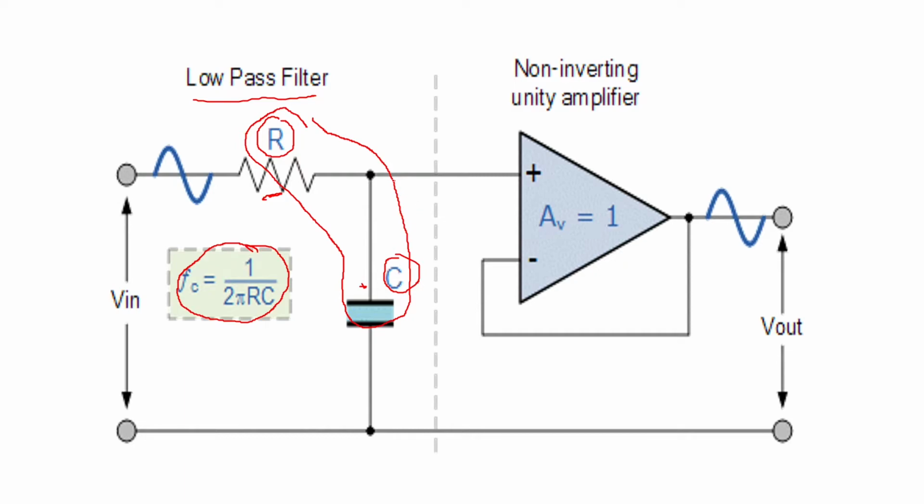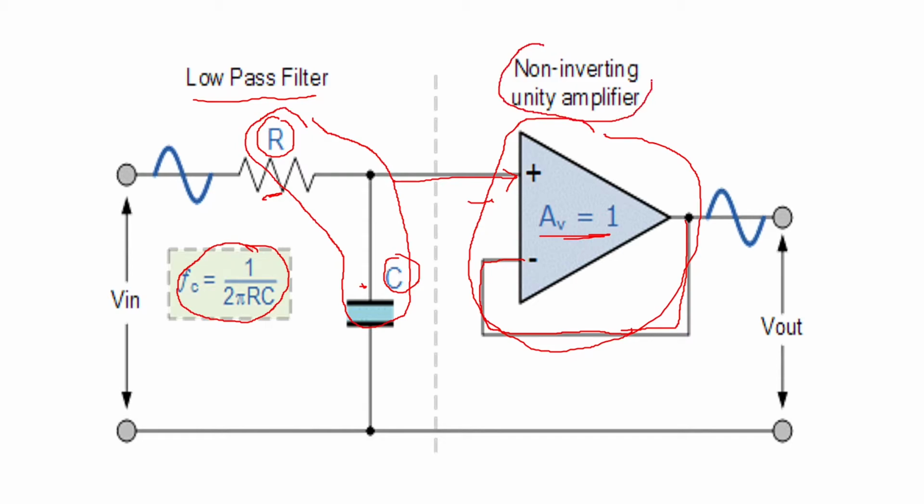And then it is given to the non-inverting terminal of the op-amp, and the inverting terminal is having a feedback. Now here you have not shown any feedback resistor, so we are not increasing any gain. Gain we have kept it as 1. So whatever signal you get here, that only output you will get here. So this section of op-amp, whatever you have connected, is a non-inverting unity amplifier.